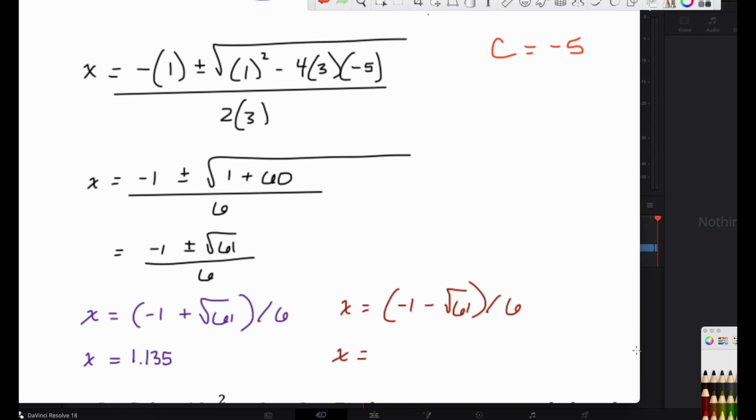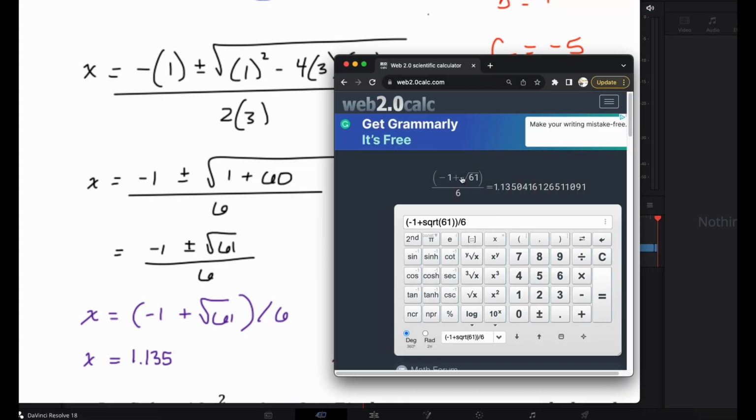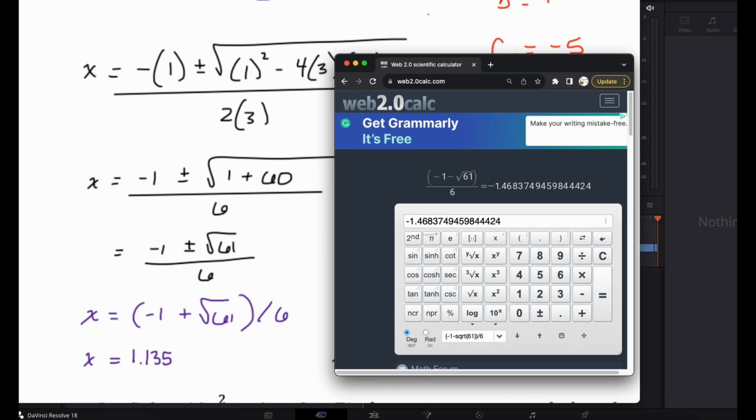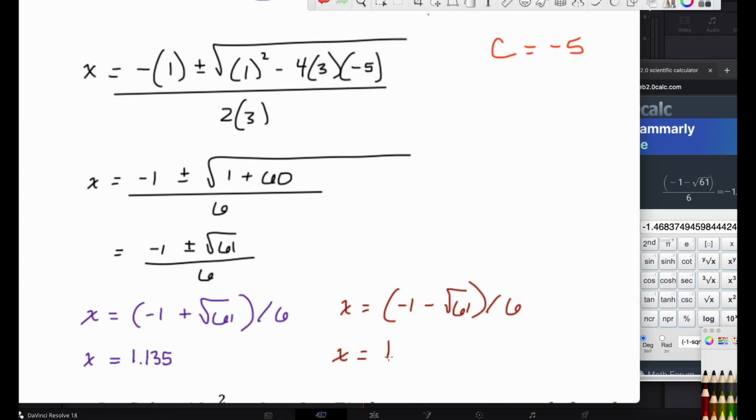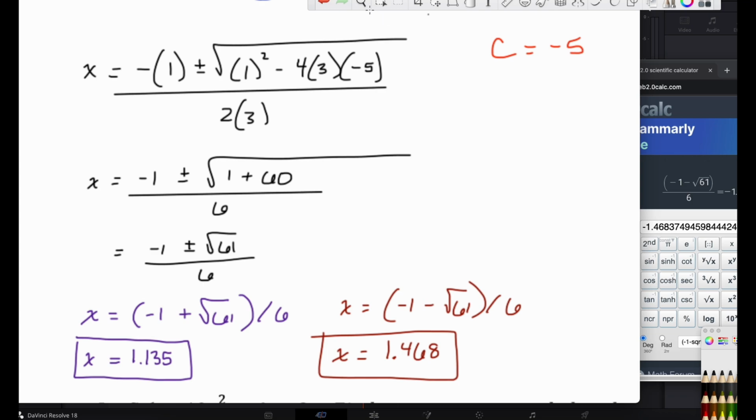And then we're going to do it for the other one, so now I'm just going to go back up here and reload the original equation and just hit minus instead of plus. That looks good. Equals 1.468. That goes to 8 because I wanted to do the thousandth place. 1.468. Okay, those are my two solutions for this quadratic equation.